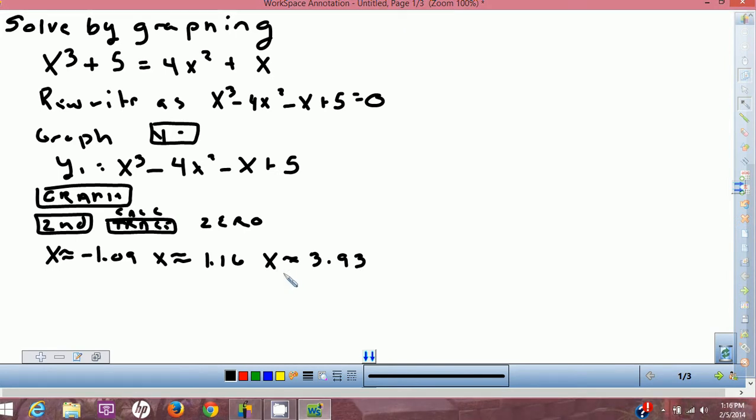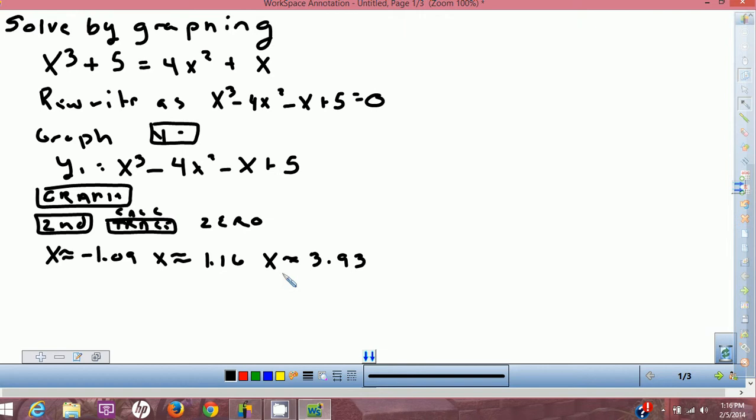Little squiggly equal signs mean approximately equal to. We're looking at decimal approximations and not exact values. Really nice for solving real life problems by finding those decimal approximations. So that is one way that we can solve by graphing.